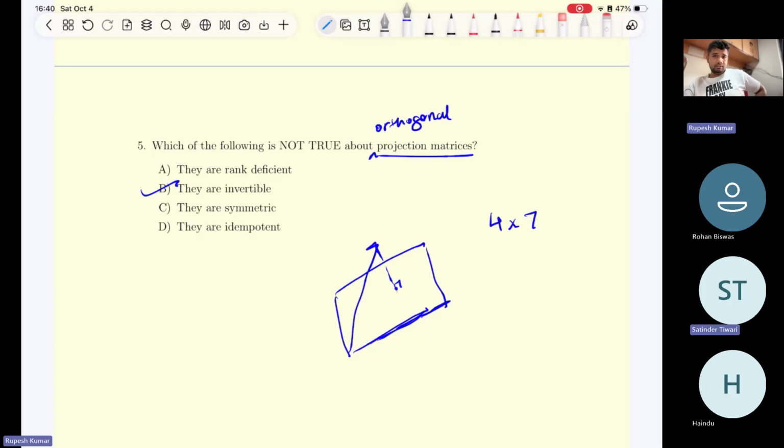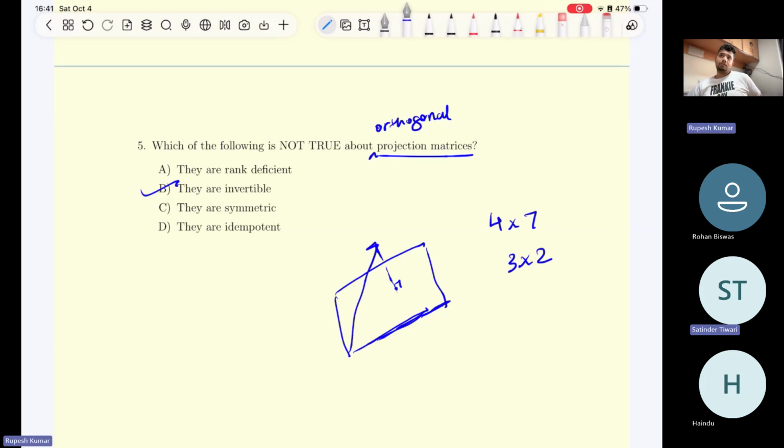So 4 cross 3 it is, not... That case is something that we haven't covered, right? No, I'm just taking a general example. Or if I take 3 cross 2 and it is a full rank matrix, in that case also we can take the projection matrix.